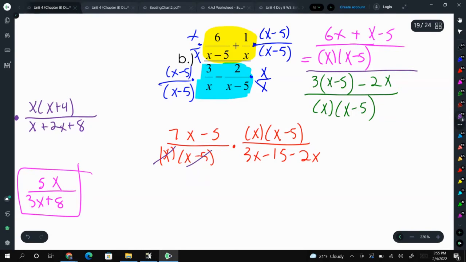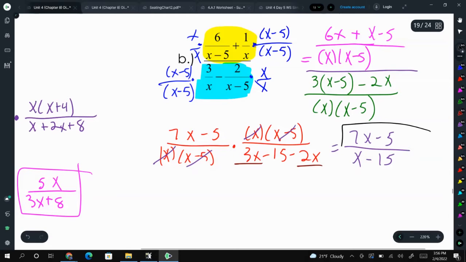So we're crossing these off, and then the top is going to be 7x minus 5 over, we can simplify this to x minus 15, because we can combine these like terms. And this is going to be our final answer.